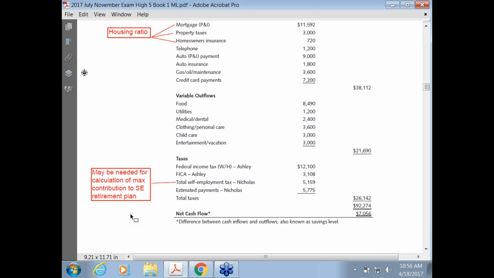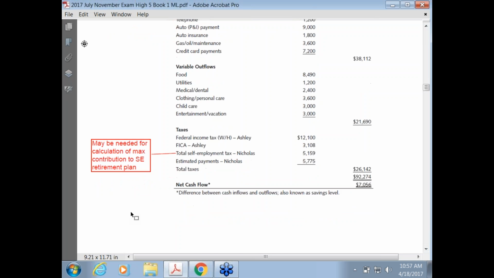Now on this particular statement we had a self-employed individual, Nicholas, and sometimes we need to go grab the self-employment tax number to use, say, in a calculation for the maximum contribution to a retirement plan for a self-employed individual, because we would need to take out the deductible portion of the self-employment tax before we can apply the maximum contribution formula. So again, just an awareness here of what kind of things are showing up on these statements so that you can quickly go to that spot if you need it for a standalone question or for a case study, obviously.